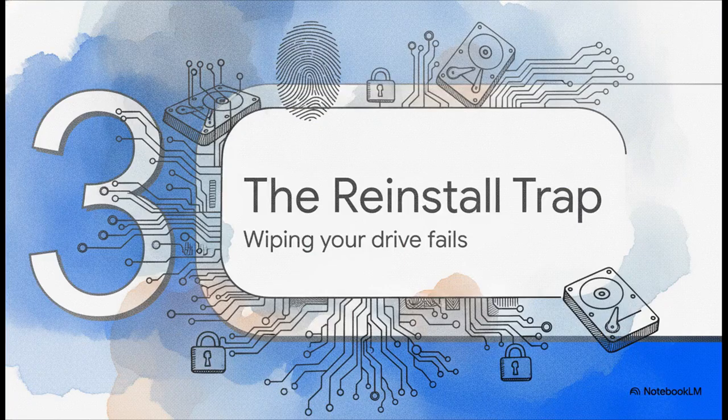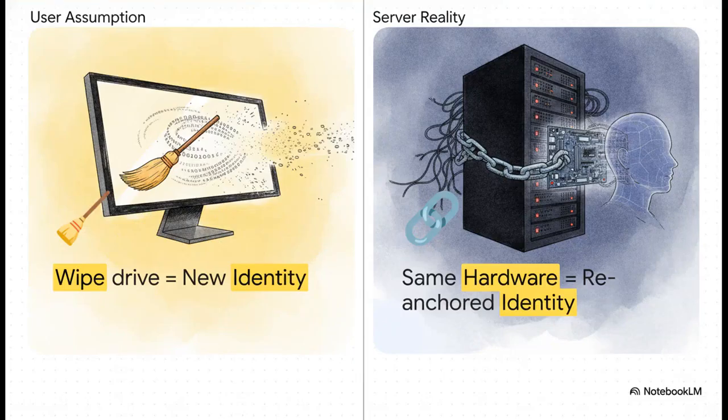Section 3, the reinstall trap. Why wiping your hard drive fails. This is where we hit a massive disconnect between user assumption and server reality. The user naturally assumes, hey, if I wipe the drive and reinstall the OS, I get a totally new identity. And locally, yeah, that's true. You do get a fresh GDID and a new telemetry device ID.